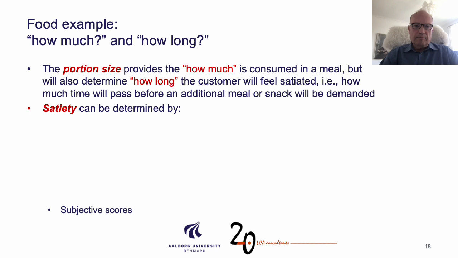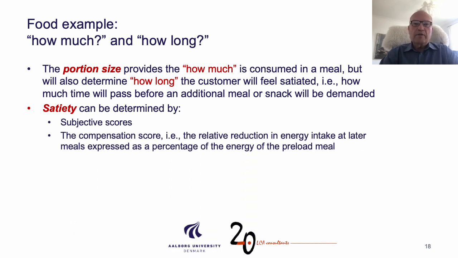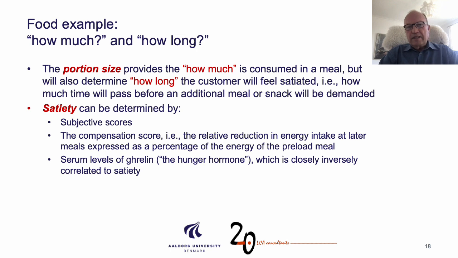And satiety can be determined by subjective scores, or more scientifically by compensation scores, where you serve one meal and then another meal later and see how much the energy intake in the later meal depends on the energy in the preload meal. And if you want to go the full way, then you go and measure serum levels of ghrelin, also known as the hunger hormone, which is closely inversely correlated to satiety.